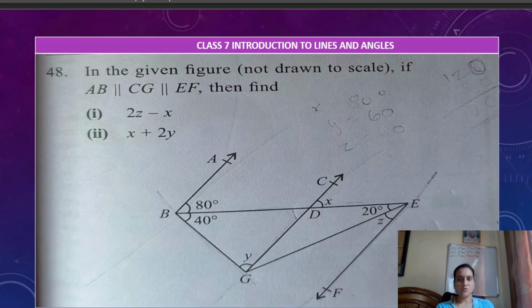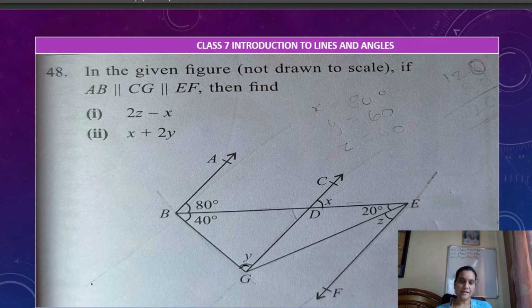So let's start. Now let's do question number 48. In the given figure not drawn to scale, if AB is parallel to CG is parallel to EF, then find 2z minus x and x plus 2y. Now where are these x, y and z? X is here, this angle. Y is here down below and z is here.